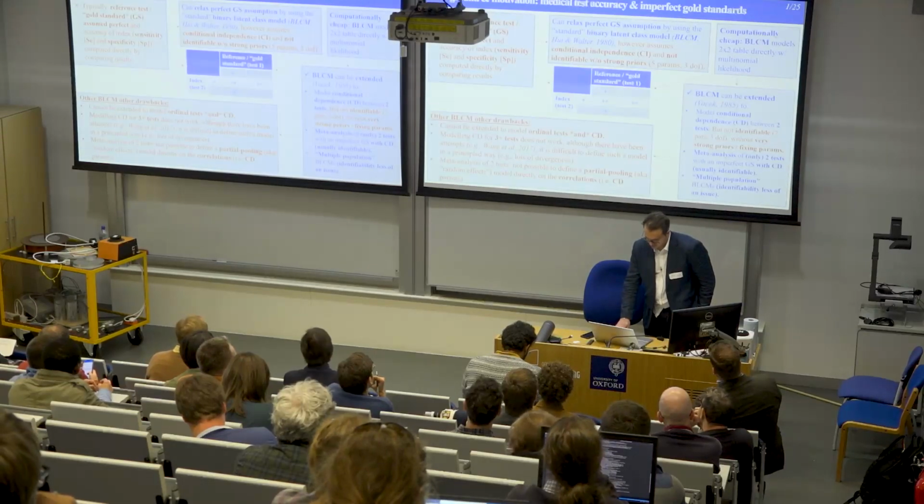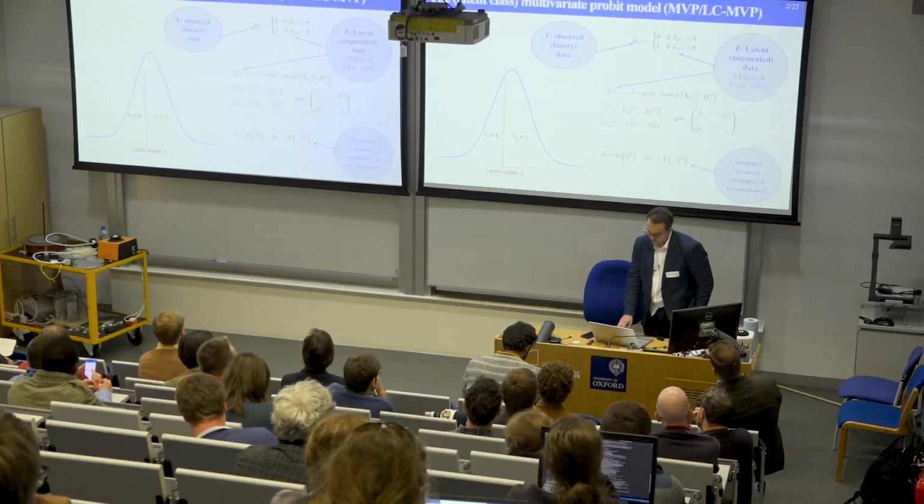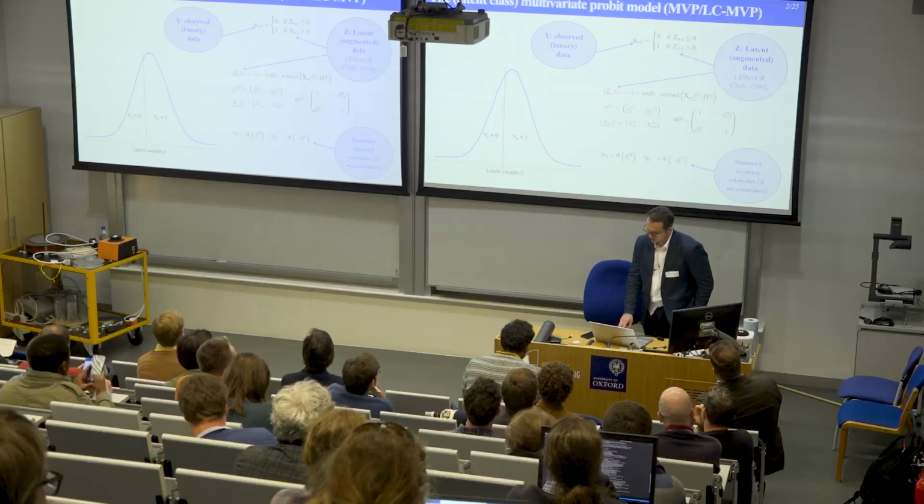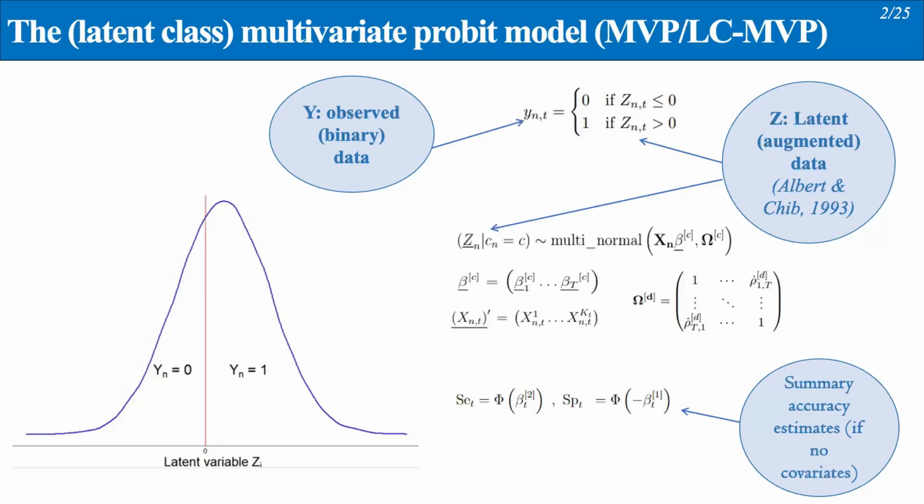So a model which addresses these issues is the multivariate probit model, a latent class version of it. This basically works by introducing a latent variable, z, on the observed data y, which is truncated at 0. And that depends on the observed data. So if it's less than 0, it's negative. If it's greater than 0, it's 1 or positive. And then you apply a multivariate regression model to that latent data.